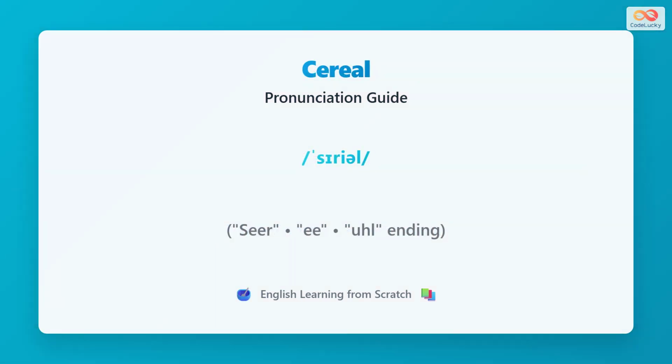Cereal sounds like seer e ool. First part like see her. Then AE sound. End with ool. Stress first part, seer e ool. Practice slowly. Say it 3 times. Cereal, cereal, cereal.